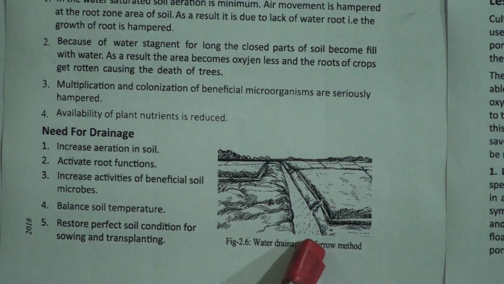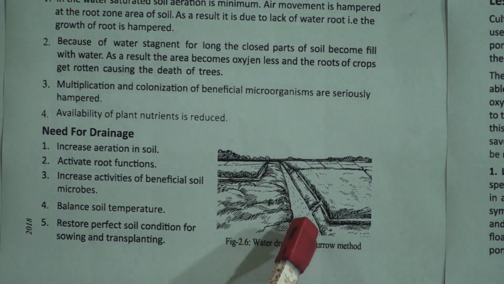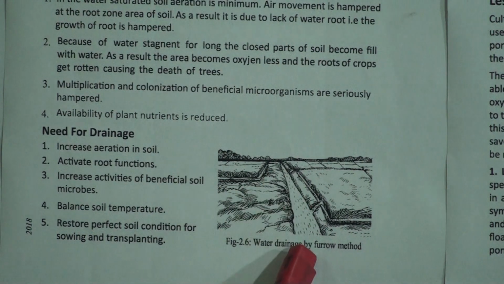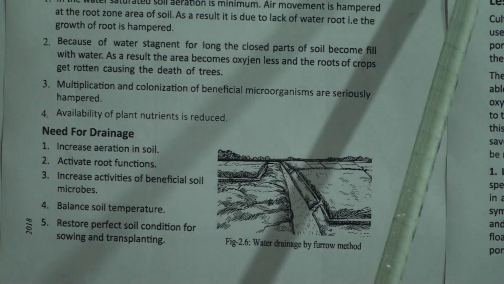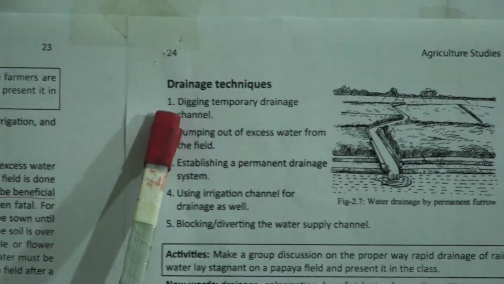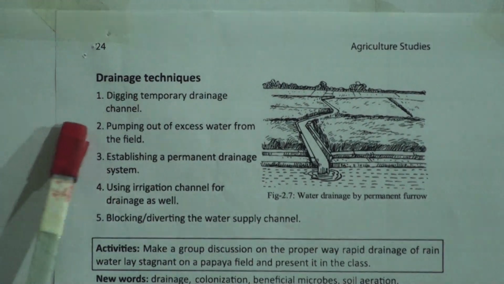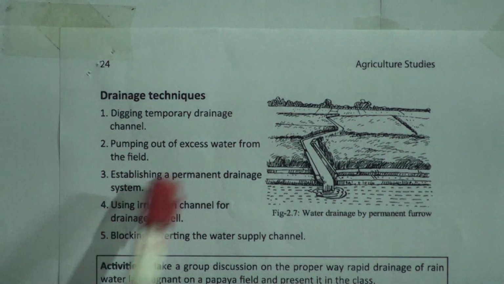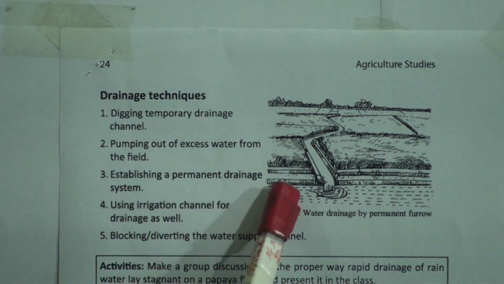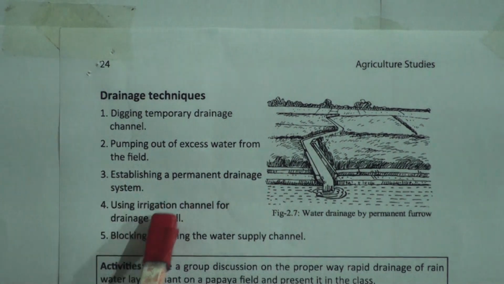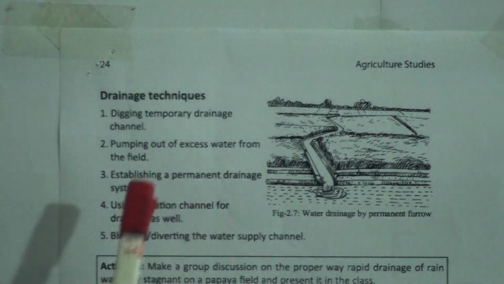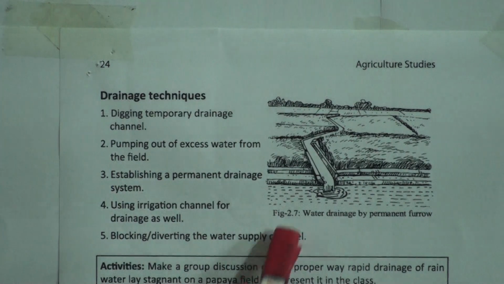Now, this is a picture of water drainage by the furrow method. Okay, the extra water is getting out by this drainage system. Now, drainage techniques. Number 1. Digging temporary drainage channel. 2. Pumping out of excess water from the field. 3. Establishing a permanent drainage system. 4. Using irrigation channel for drainage as well. Number 5. Blocking or diverting the water supply channel.